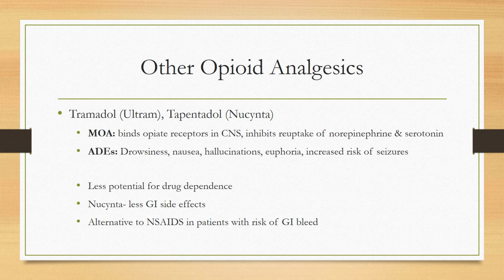Again, that was the fentanyl patch. So our other opioid analgesics are tramadol and tapentadol. These bind to the opiate receptors, but they're also partially SSRI in nature, or rather SNRI. So they'll inhibit the reuptake of norepinephrine and serotonin.